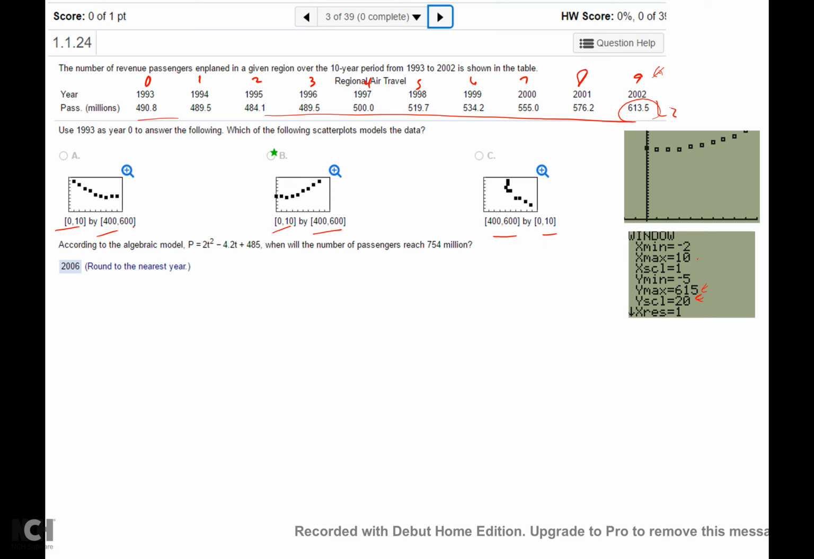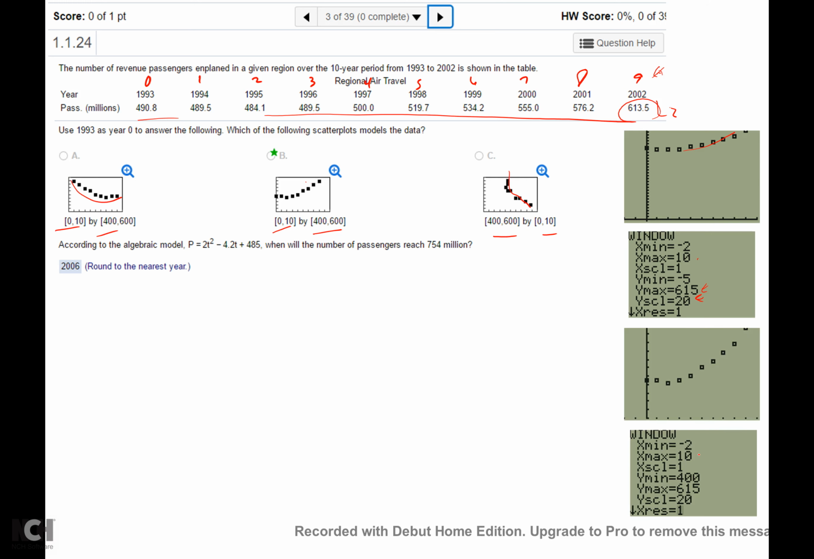But I can tell this one's coming down, this one's going way down. The only one that looks like it's following the right path would be B. But you could change the window to what their window is. I got close. I went negative 2 to 10 and I went 400 to 615 because I wanted to go a little past there. And now you can see mine looks a little bit more like theirs.